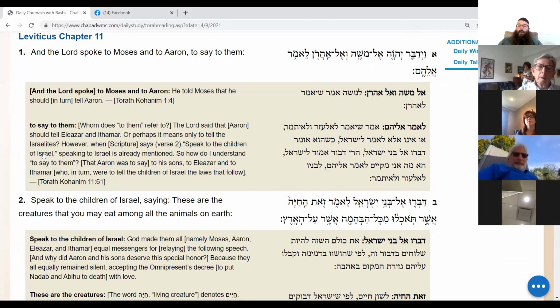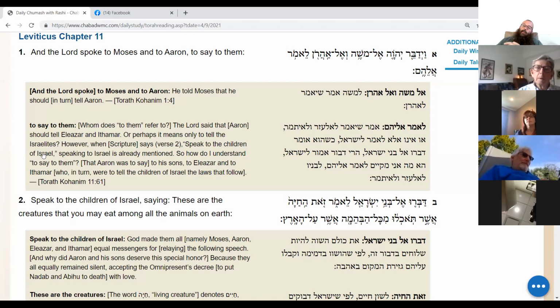And God spoke to Moses and to Aaron, saying to them. So Rashi asks, who is God talking to? God spoke to Moses. God did not speak to Aaron directly, but told Moses to give over the information to Aaron. And I guess they both told Aaron's two sons, Elazar and Itamar.